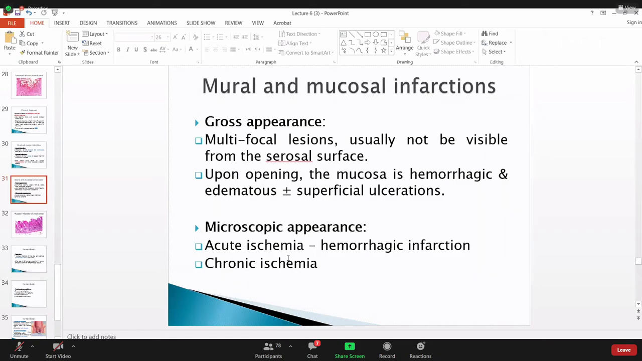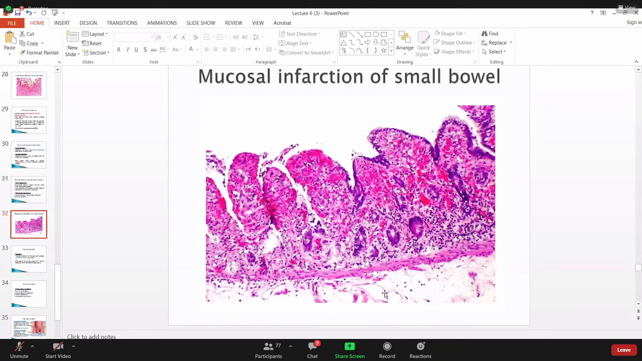Microscopy: acute ischemia, hemorrhagic infarction in the form of mucosal infarction. The mucosa is necrotic and hemorrhagic, but underneath it the muscularis mucosae is still viable. The submucosa is still there, but the mucosa is the only layer affected. Usually, as we said, if we restore the normal blood supply, patients go back to normal, and there is regeneration of the surface.